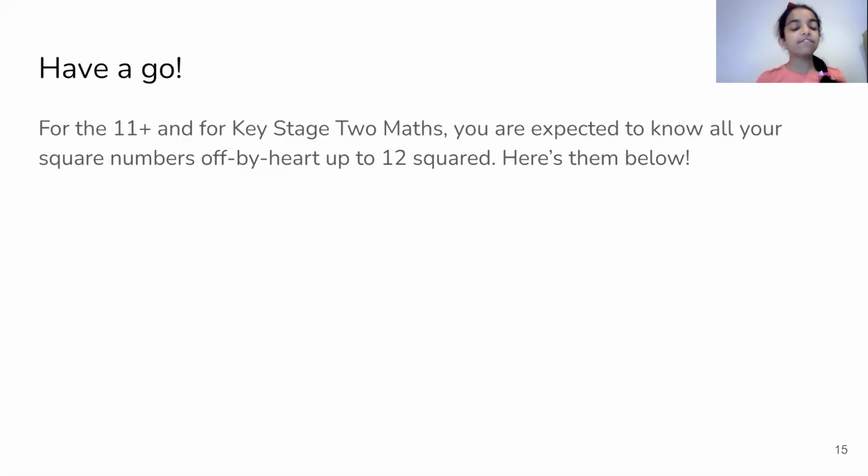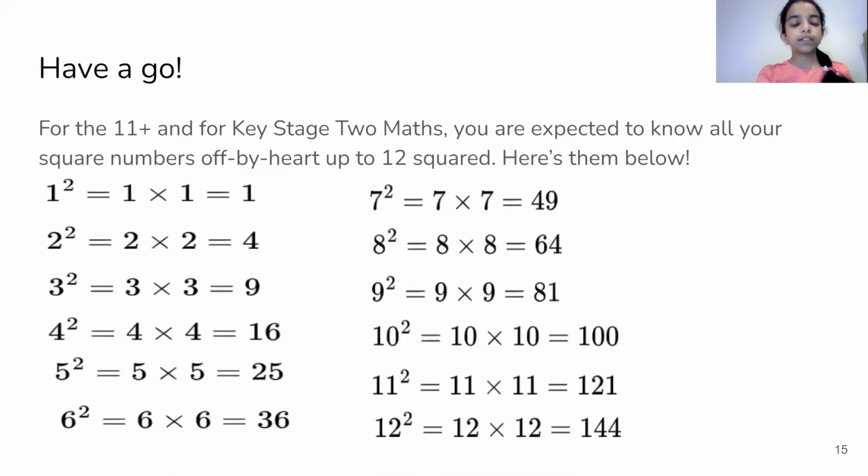Have a go. For 11 plus and for Key Stage 2 maths, you are expected to know all of your square numbers off by heart up to 12 squared. This will really help you in maths exams or maths lessons. So here I've put some of the square numbers below up to 12 squared. You can maybe print a poster. You can just type in 11 plus or Key Stage 2 square number poster. Or you can just take a piece of paper, write them down and stick it up on your bedroom wall. Whatever way works for you. But make sure you do know these numbers.